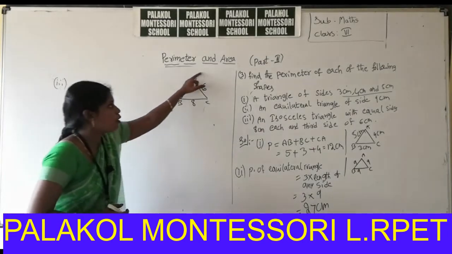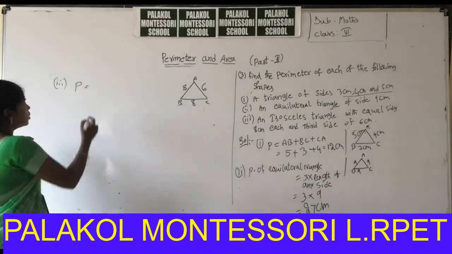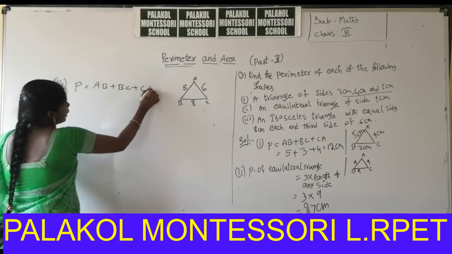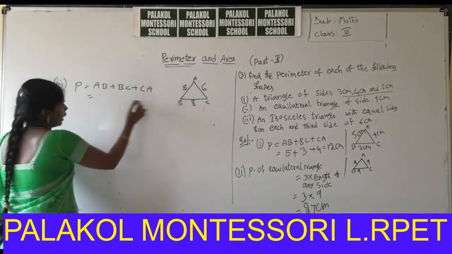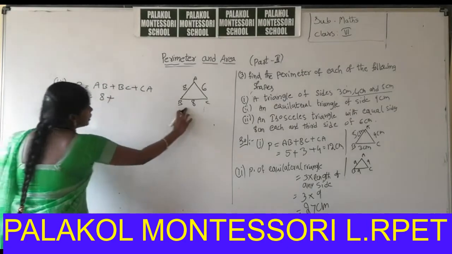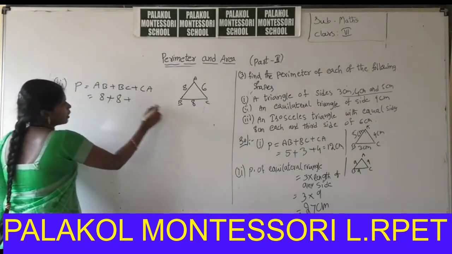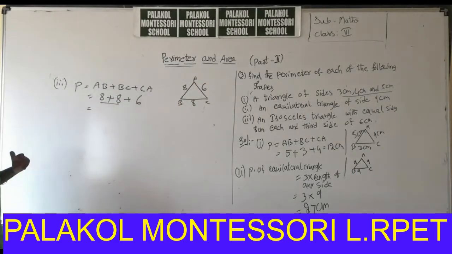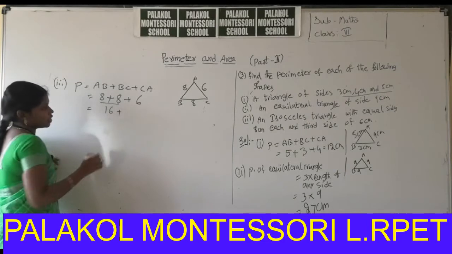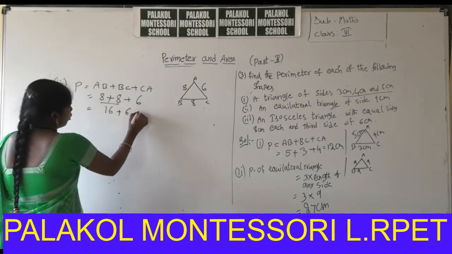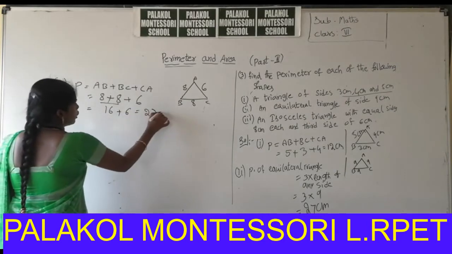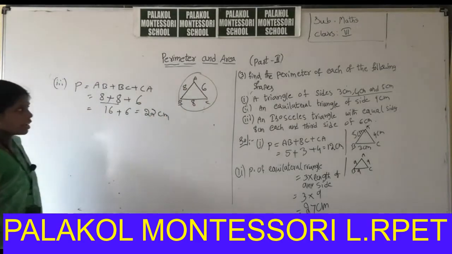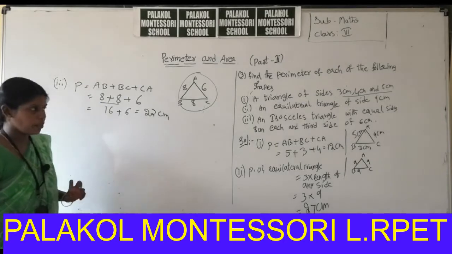So we can take the sum of all sides: AB plus BC plus CA. So what is AB? 8 centimeters plus BC 8 centimeters plus CA 6 centimeters. 8 plus 8 is 16. 16 plus 6, how much? 22 centimeters. The perimeter of this isosceles triangle is 22 centimeters.